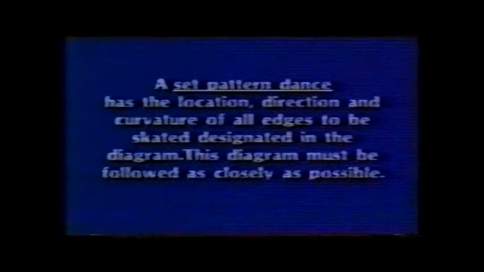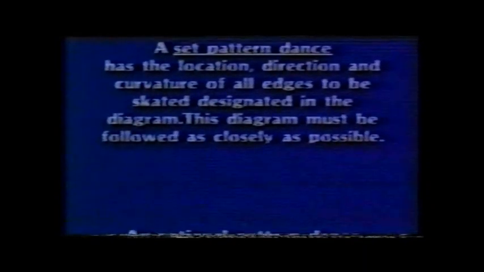The short axis is also a straight line. However, it divides the ice surface into two halves crosswise. The pattern is the design of the dance on the ice. A set pattern dance has the location, direction, and curvature of all edges to be skated designated in the diagram. This diagram must be followed as closely as possible.